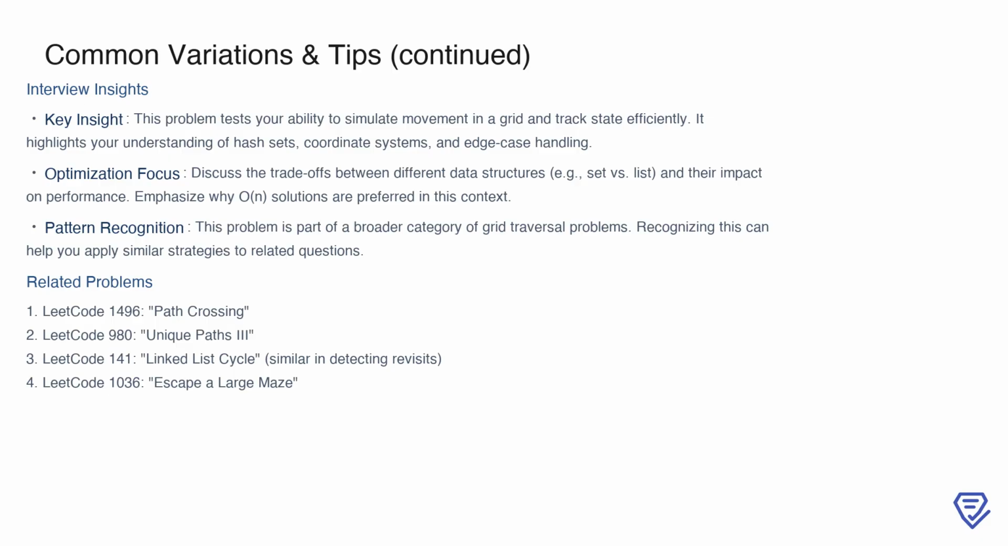Speaking of related problems, you might encounter questions like LeetCode 980, which involves unique paths, or LeetCode 141, which focuses on detecting cycles in a linked list. Both involve similar concepts of tracking state and detecting revisits. Problems like LeetCode 1036, which deals with escaping a maze, also align with the grid traversal theme and can build on your understanding of this problem.